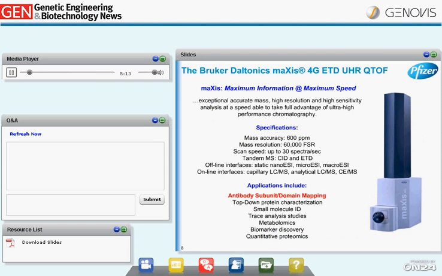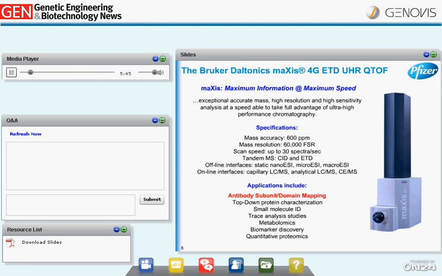To get at some of these modifications and to establish the sequence fidelity of the mAb, we utilize the Bruker Daltonics Maxis 4G ETD ultra-high-resolution QTOF mass spectrometer. This particular instrumentation is able to deliver mass accuracy up to 600 parts per million. The mass resolution is phenomenal. We have 60,000 resolution, that's a full scan resolution, and a superior scan speed at 30 spectra per second.